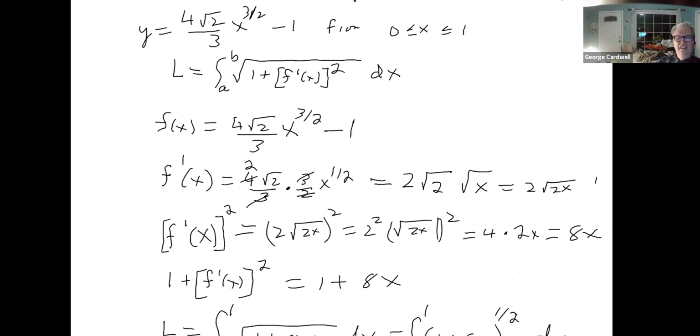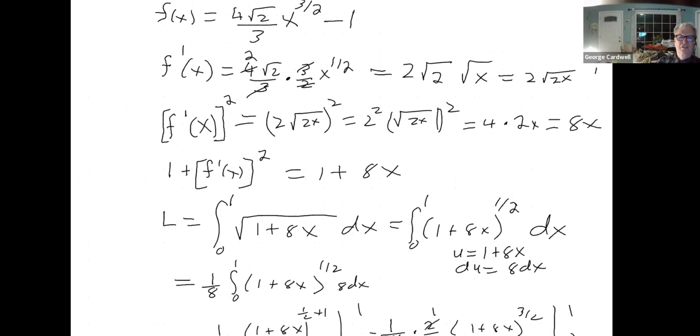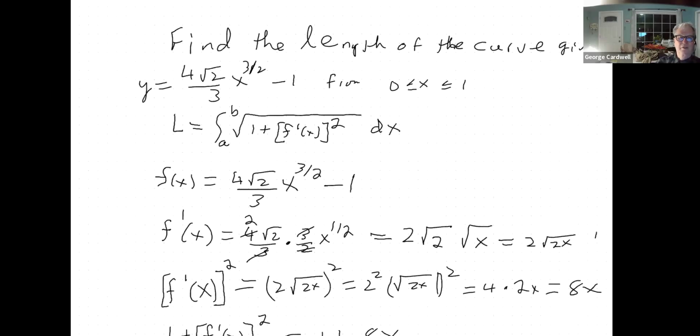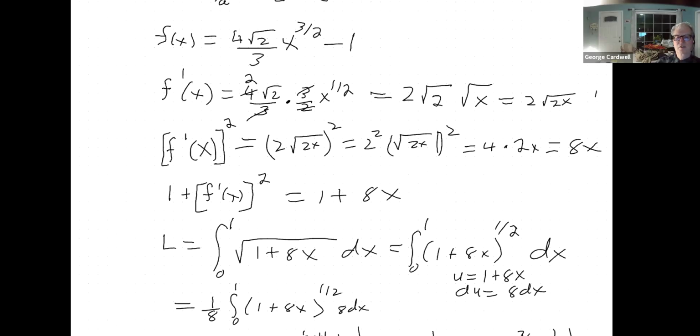And squaring this gave me 8x. Once I have that, I add 1 to it because that's what the formula says to do. And then that's what I'm going to integrate, the square root of that from 0 to 1. And then I just go through the standard method of integrating it.